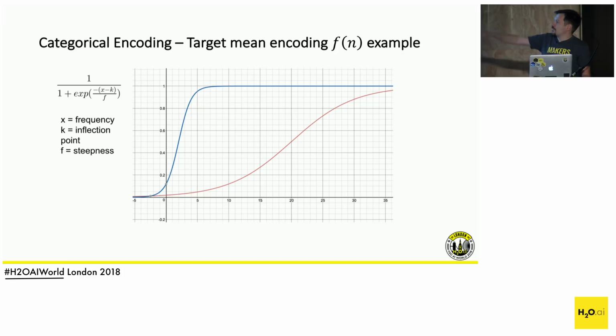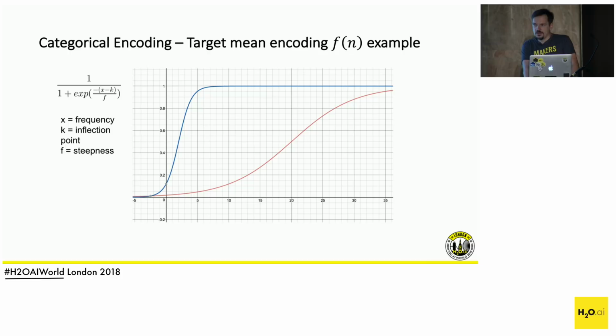And you have two parameters to play with. It's k, which is the inflection point, and f, which is the steepness of the function. The inflection point shows you the number of data points at which the weight is going to be equal to 0.5. It's a nice approach, quite flexible, but now you have two additional parameters to fine-tune, which might not be a great idea.